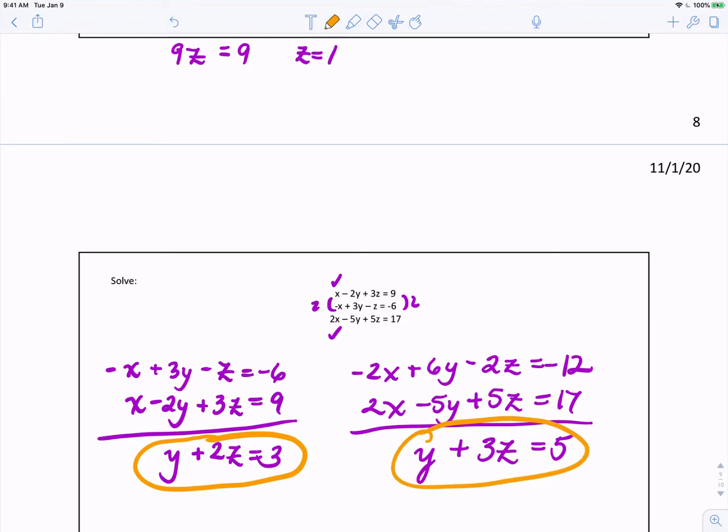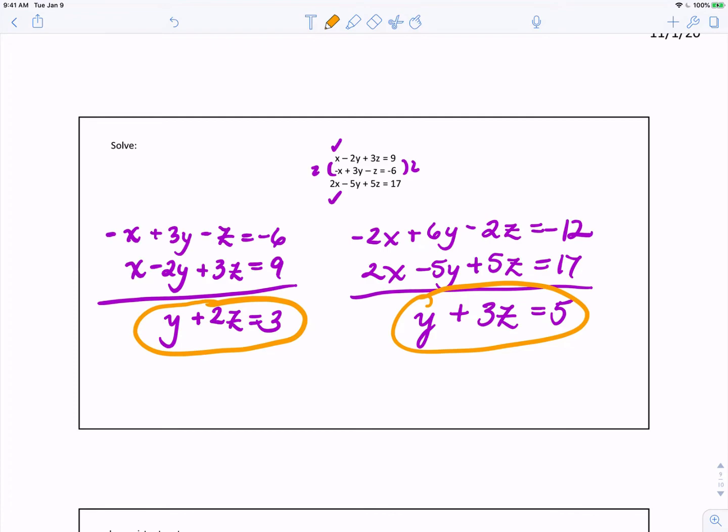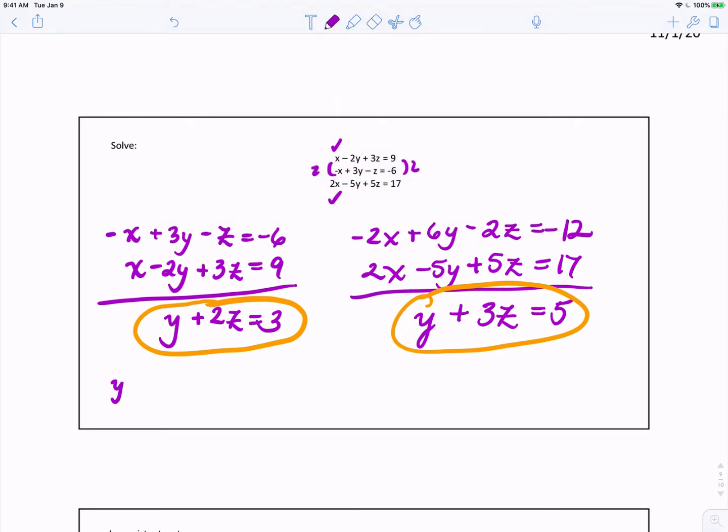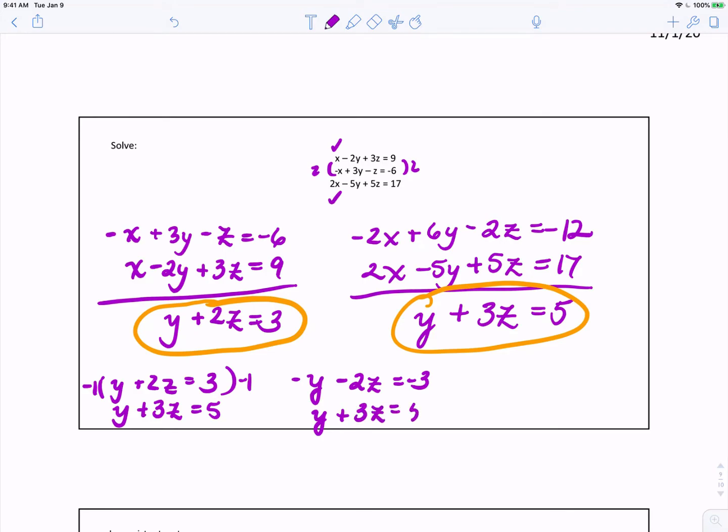So what I need to do now is take these two equations, put them together, and solve that system. My system now that's been reduced to two equations is y plus 2z is equal to 3, and y plus 3z is equal to 5. To solve this, I'm going to multiply the first equation by negative 1. Negative y minus 2z is equal to negative 3. y plus 3z is equal to 5. Let's add these equations together. y has been eliminated, so we have z is equal to 2.